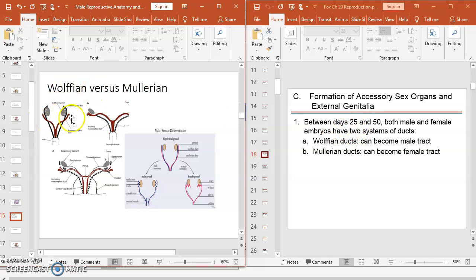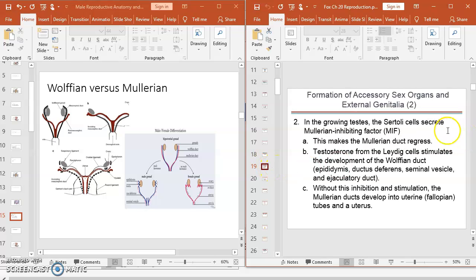So initially you have both systems of ducts because everything is indifferent. The hormones have not come in to cause something to regress. The primary hormones are going to be Müllerian inhibiting factor, MIF, and also the testosterone aspect. So the key really is to make the male from the female, I guess you could say. What will happen is, in the growing testis, the Sertoli cells that I mentioned secrete Müllerian inhibiting factor. That is the factor that assists in the regression of the Müllerian ductal system, which is the female. This makes the Müllerian duct regress.